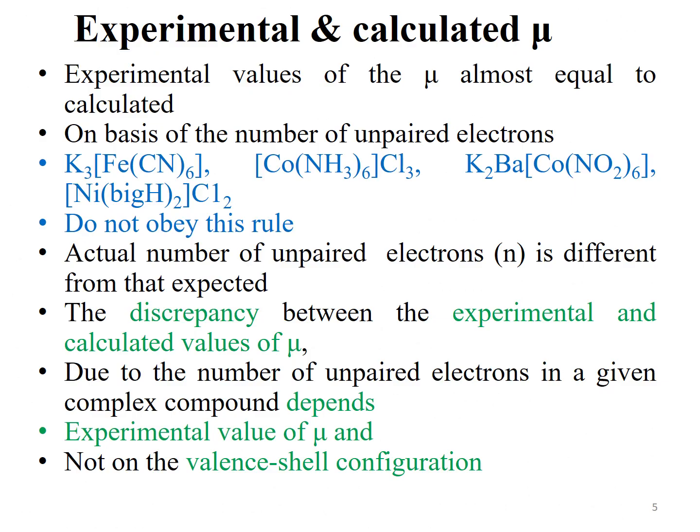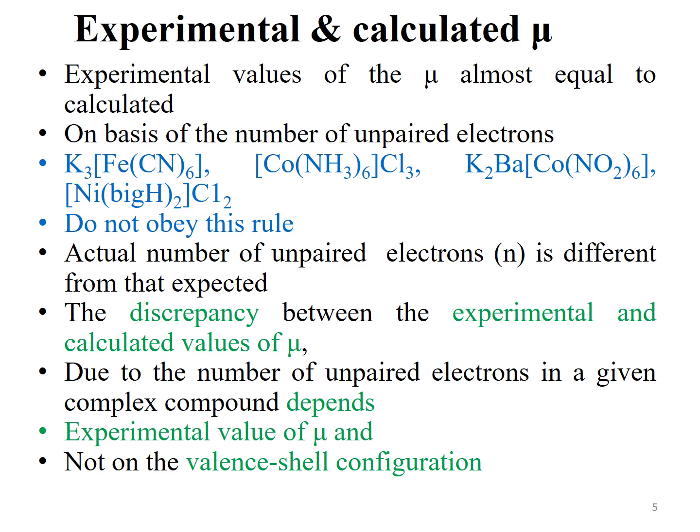Although the experimental values of magnetic moments of most of the 3d metal complexes given in the table are almost equal to those calculated on the basis of the number of unpaired electrons in the 3d orbital, yet there are many complexes like potassium hexacyanoferrate, hexaammine cobalt chloride, similarly hexapotassium barium hexanitrocobaltate, and one more complex whose ligand name I forgot, but anyhow I will find it and tell you what the name of this complex is, which do not obey this rule.